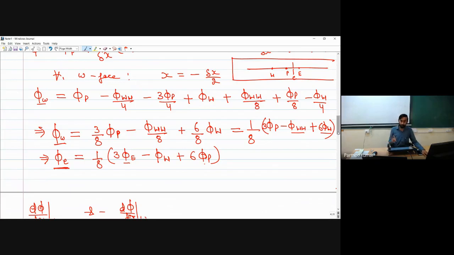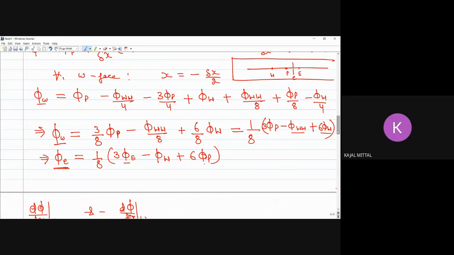Okay, and from that Taylor series expansion, if you try to obtain the same expression by neglecting the higher order terms, you will find this same expression will be coming when you are neglecting third order terms. Okay, whatever I have conveyed, is it clear? Yes, sir. Okay.